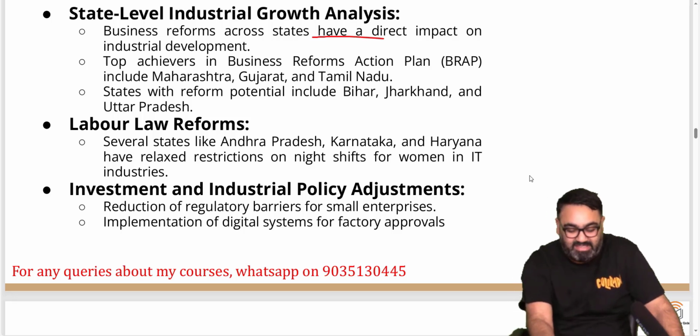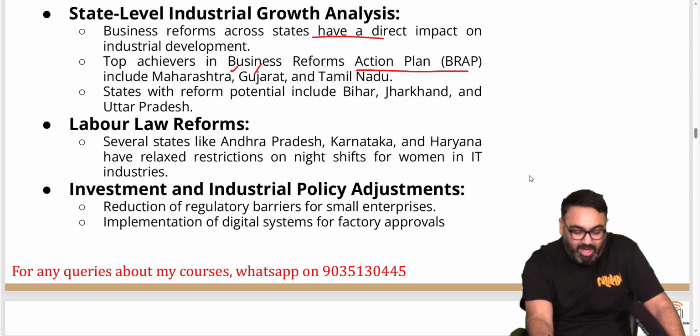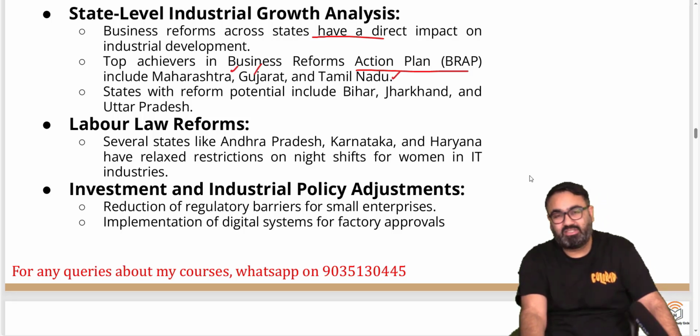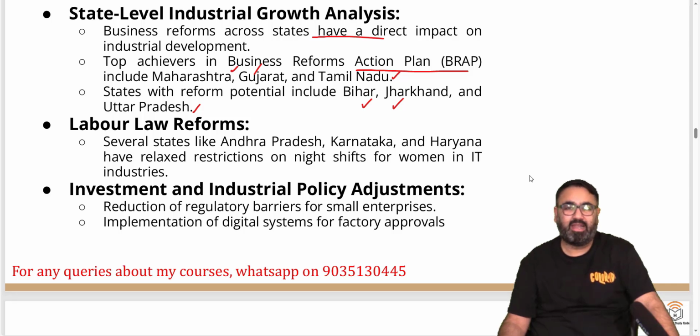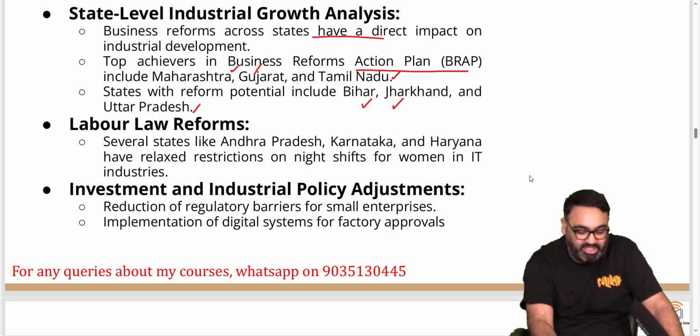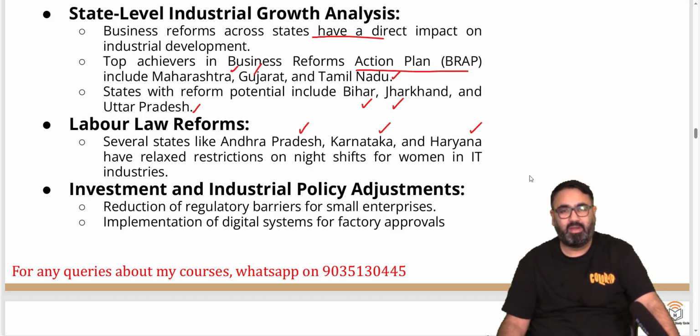For example, there is a business reforms action plan, according to which Maharashtra, Gujarat and Tamil Nadu have performed very well. Then there are other states also that have the potential to perform better. Bihar, Jharkhand, UP, that are usually laggards, but they have the potential to perform much better. There are certain states that have shown very appreciable reforms in labor laws, such as Andhra Pradesh, Karnataka, Haryana. They have relaxed restrictions on night shift for women in IT industry, so encouraging more women to come out and take part in the workforce.